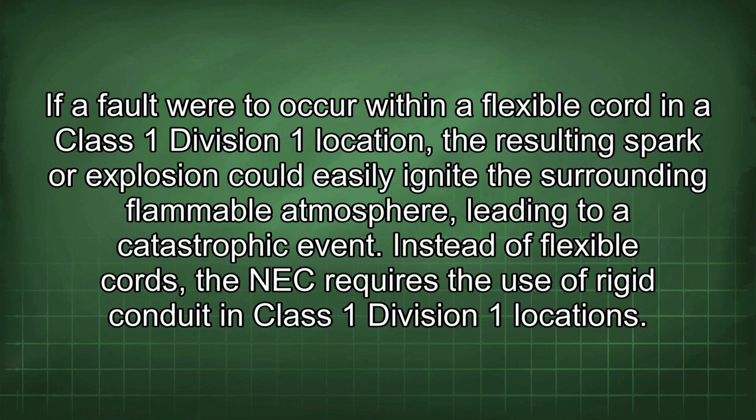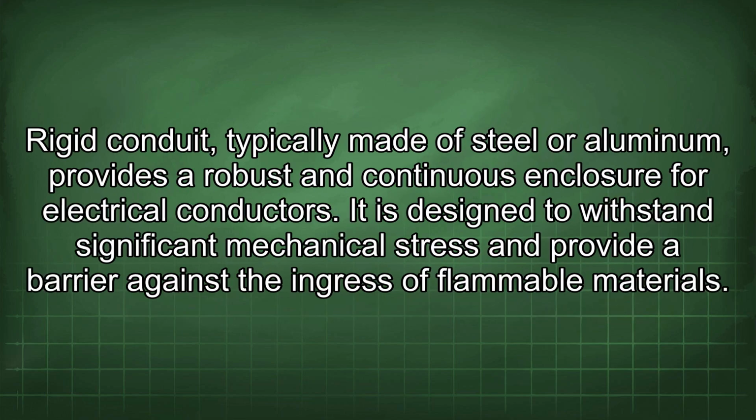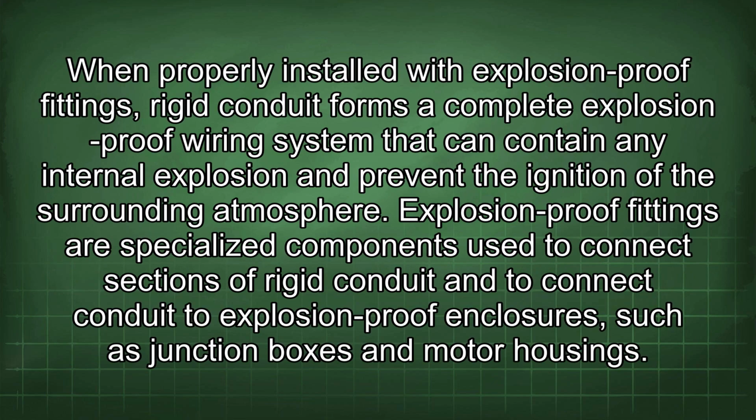Instead of flexible cords, the NEC requires the use of rigid conduit in Class 1 Division 1 locations. Rigid conduit, typically made of steel or aluminum, provides a robust and continuous enclosure for electrical conductors. It is designed to withstand significant mechanical stress and provide a barrier against the ingress of flammable materials. When properly installed with explosion-proof fittings, rigid conduit forms a complete explosion-proof wiring system that can contain any internal explosion and prevent the ignition of the surrounding atmosphere.